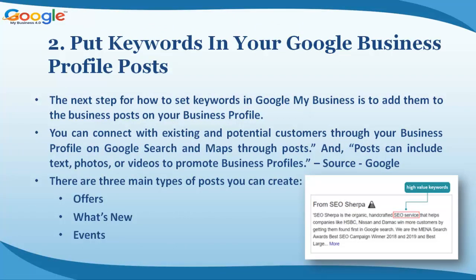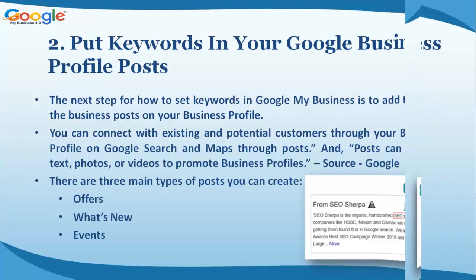2. Put keywords in your Google Business Profile posts. The next step for how to set keywords in Google My Business is to add them to the business posts on your business profile. You can connect with existing and potential customers through your business profile on Google Search and Maps through posts, and posts can include text, photos, or videos to promote business profiles. Source: Google. There are 3 main types of posts you can create: offers, what's new, events.